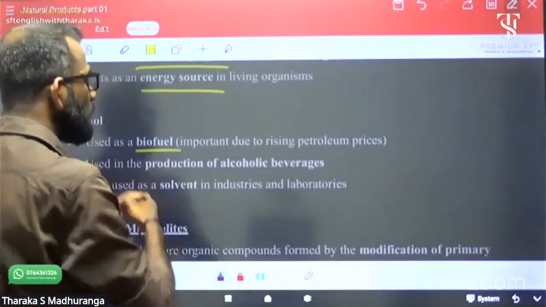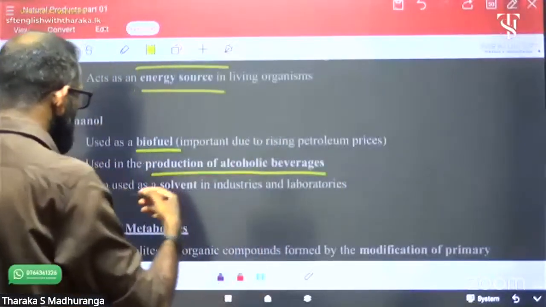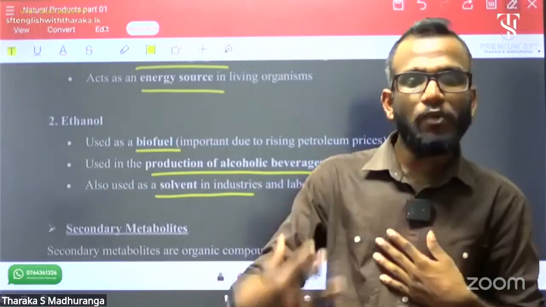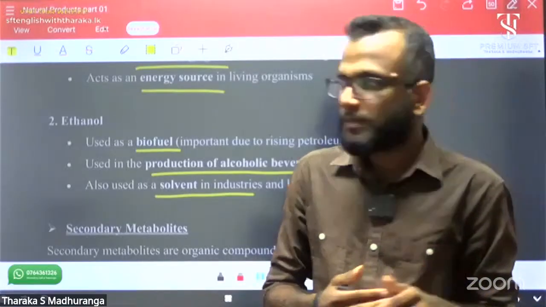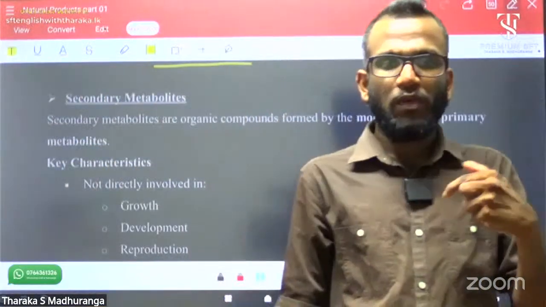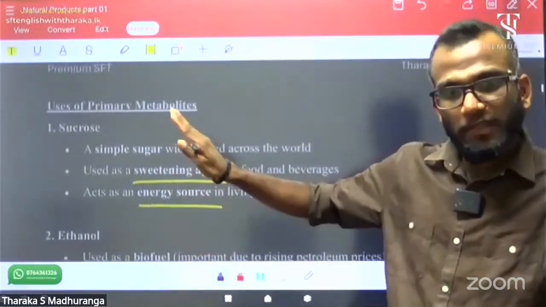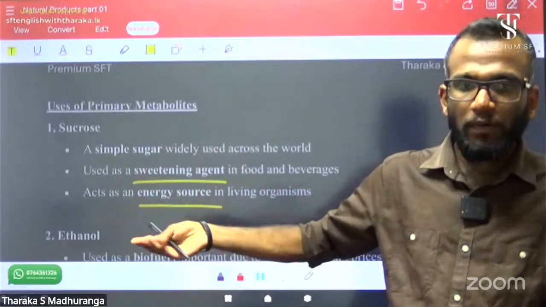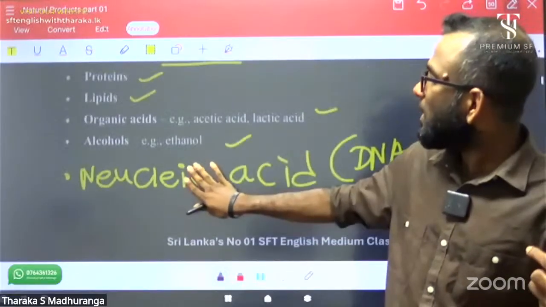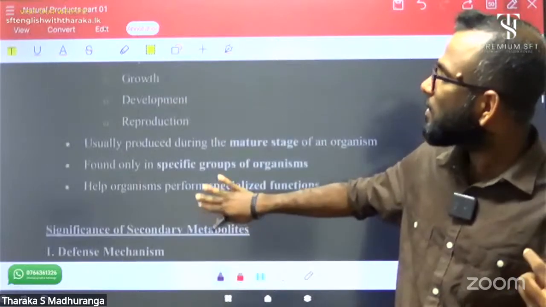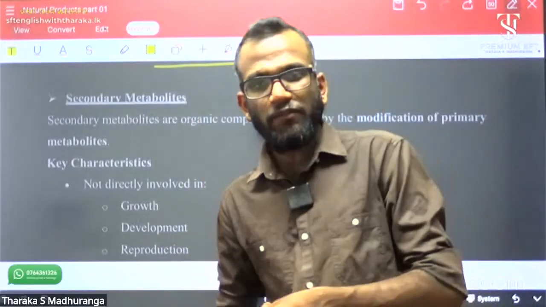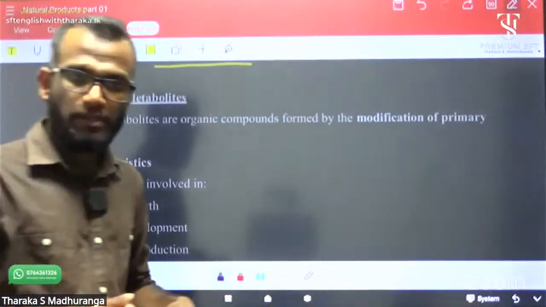Okay, ethanol is used as a biofuel, in the production of alcoholic beverages, and also as a solvent in industry and laboratories. Some percentage of ethanol is required for our body's metabolic activities also. Ethanol, other carbohydrates, all protein types, all lipid types, all nucleic acid types, and organic acids like lactic acid and acetic acid are all primary metabolites. They are compulsory for growth, development, reproduction, and survival. Without these primary metabolites, an organism cannot fulfill the above requirements.